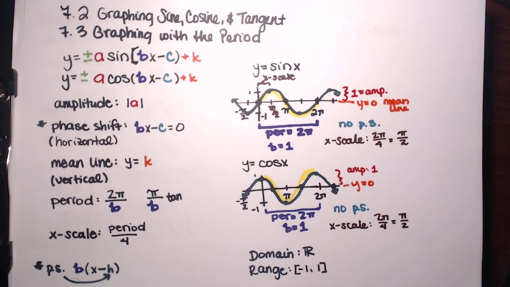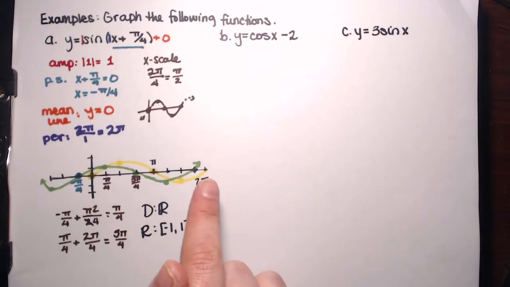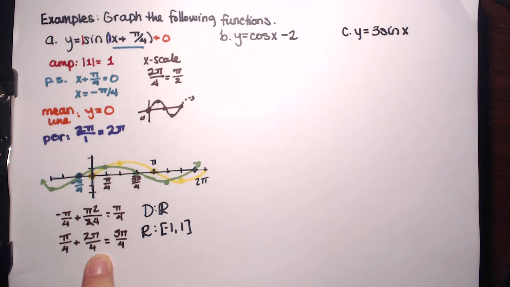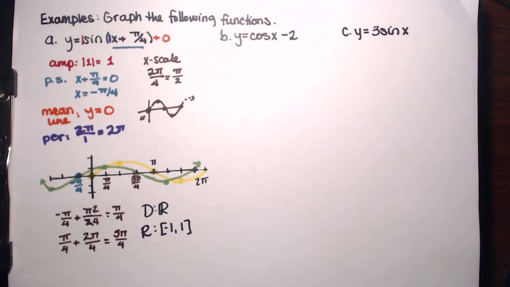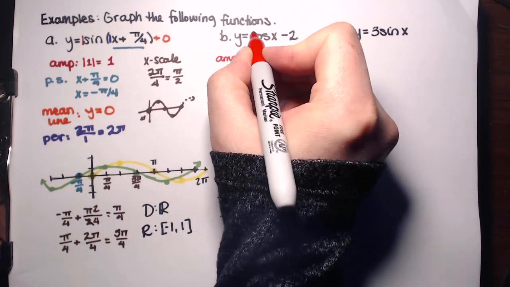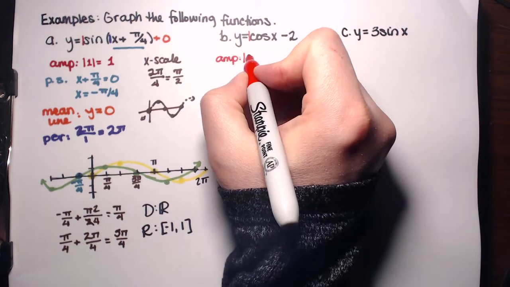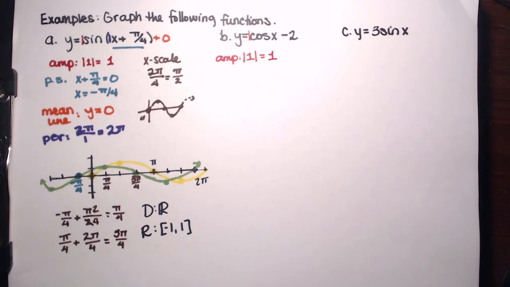I'm continuing the Unit 7 review with looking at 7.2 and 7.3, just graphing sine and cosine. So our first example we did on the last video, we're going to jump into the second one. So again, amplitude is the absolute value of the number in front. Phase shift.